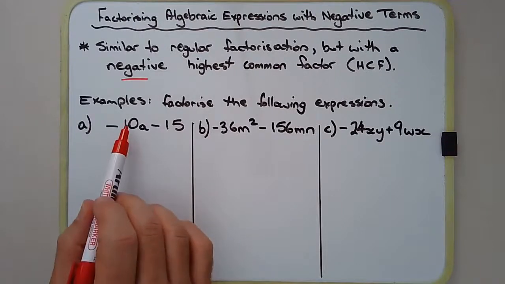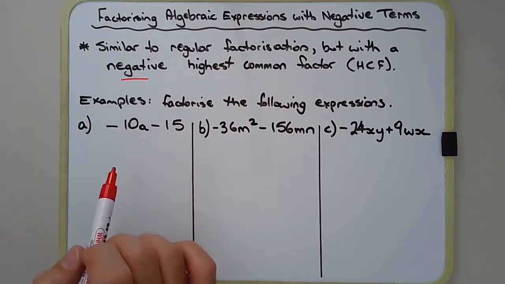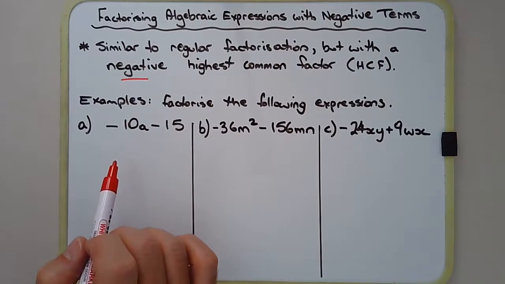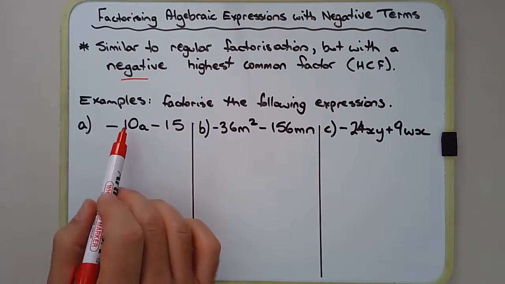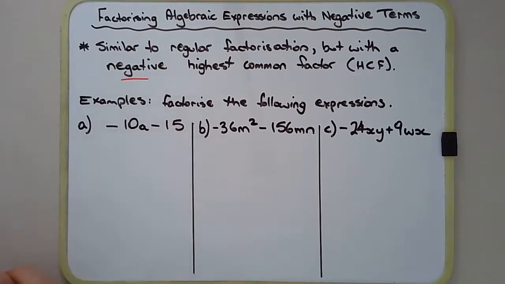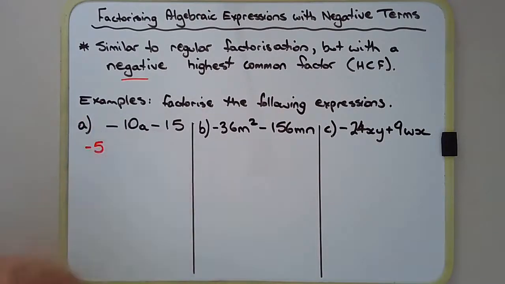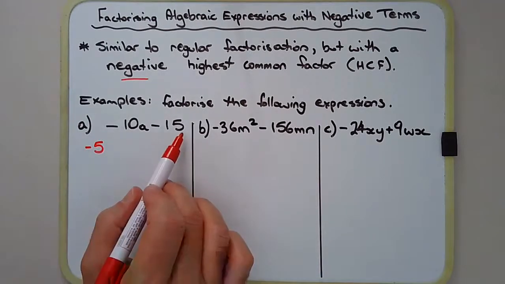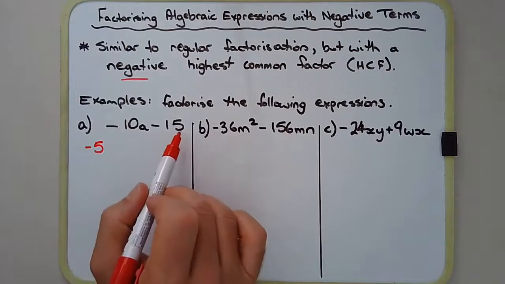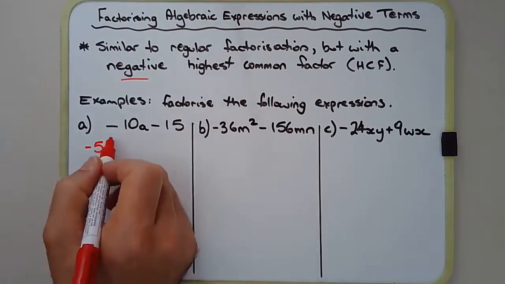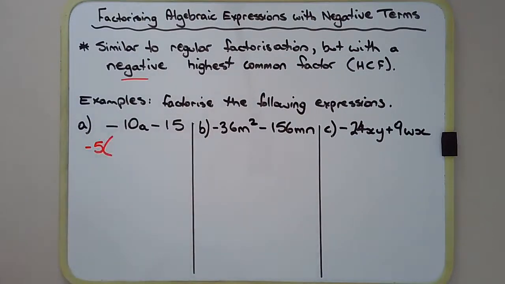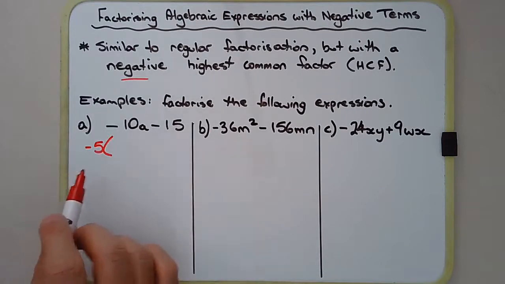So let's think about this. 10 and 15. Think of the highest number that can divide 10 and 15. I can think of 5. 5 can divide 10, 5 can also divide 15, but they're both negatives. So we're going to take out negative 5 as our highest common factor. The pronumeral doesn't count because we don't have an a behind the 15. So let's open a bracket and see what goes inside the bracket now.